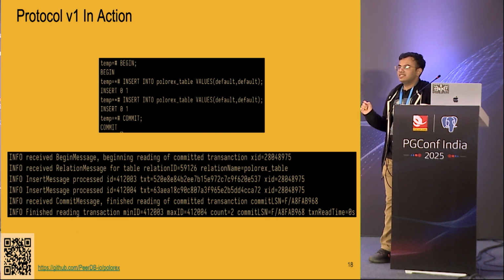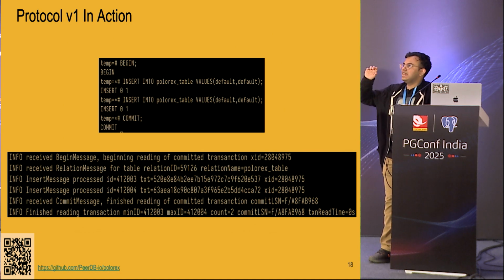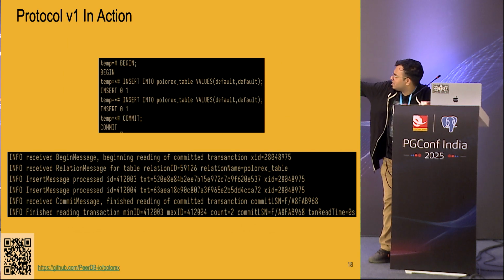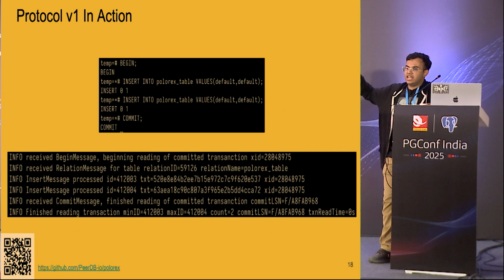Where are the multiple begins? I'm not understanding. Sorry. There are multiple transactions happening. Yeah. So the transaction has a transaction ID. You'll get a begin message with that transaction ID. You'll see that begin message with transaction ID 2804 whatever. If you start another begin, it'll have a different transaction ID. Does that answer your question?